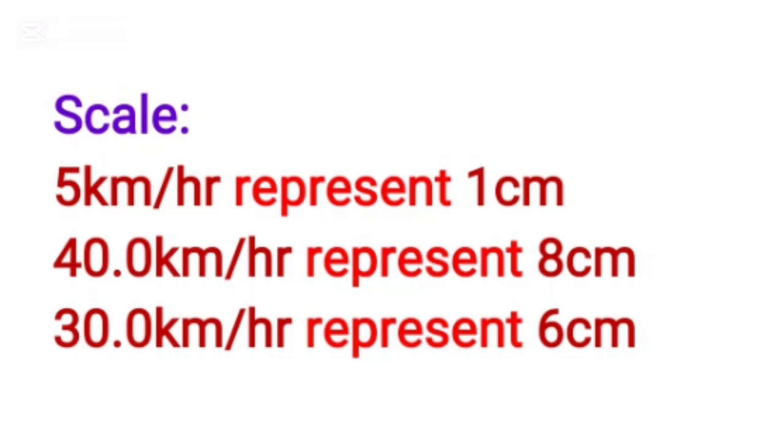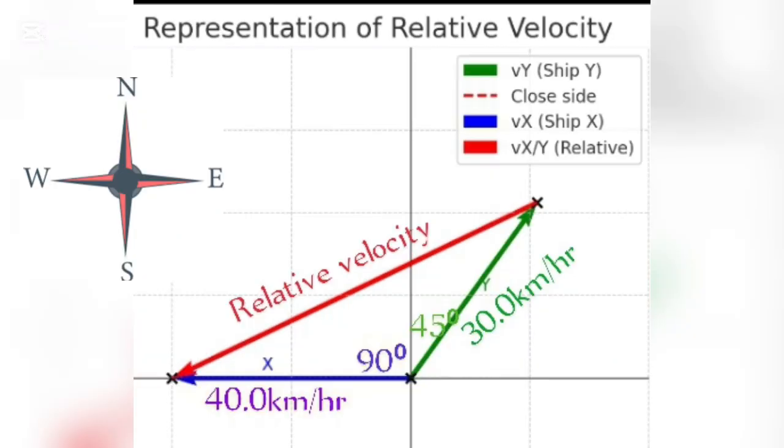Do not forget to draw a rough sketch before your real work. We were told in the question that ship X is sailing due west and ship Y is sailing northeast. Using the 4 cardinal points, you can see west. Now look at the position of northeast. That is 45 degrees from the north. The angle between them will be 135 degrees, because when you add 90 degrees to 45 degrees, you will get 135 degrees.